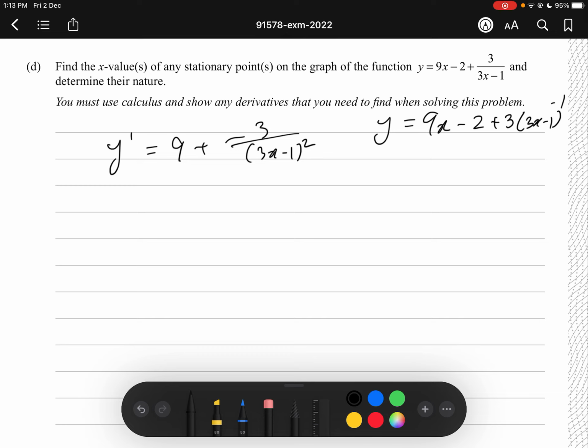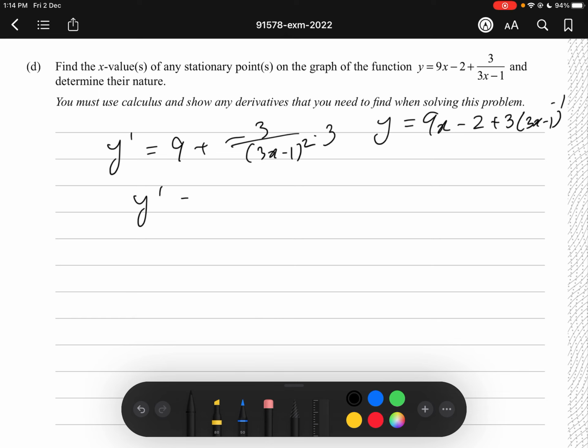So 9x goes to 9. In terms of 3 times (3x minus 1) to the power of negative 1, you multiply by negative 1, so we have negative 3 times (3x minus 1) to the power of negative 2, bringing the power down by 1. Then you multiply by the derivative of the inner function, which is 3. I actually forgot to do that. So we multiply by the derivative of the inner function, which is 3, and bring the power down by 1, so we get (3x minus 1) to the power of negative 2, which is equal to 1 over (3x minus 1) squared.